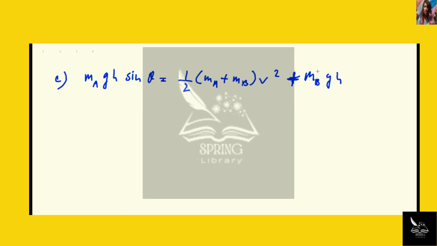In part C we're actually doing energy conservation. Initially you have potential energy, and potential energy is the only energy. So the potential energy is m_A g h sine theta for block A, and that's equal to the kinetic energy for both blocks with the same final velocity. So 1/2 (m_A plus m_B) times v squared that we just found, plus the potential energy, or we should say plus m_B times g h.